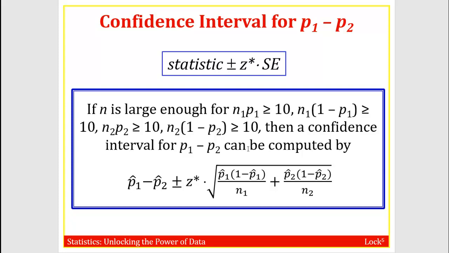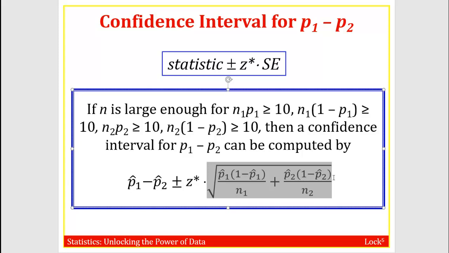Our formula for doing a confidence interval for two proportions looks like this. We have p hat 1 minus p hat 2 plus and minus z star times the square root of p hat 1 times 1 minus p hat 1 over n1 plus p hat 2 times 1 minus p hat 2 over n2. This whole square root portion is the standard error portion of our confidence interval.